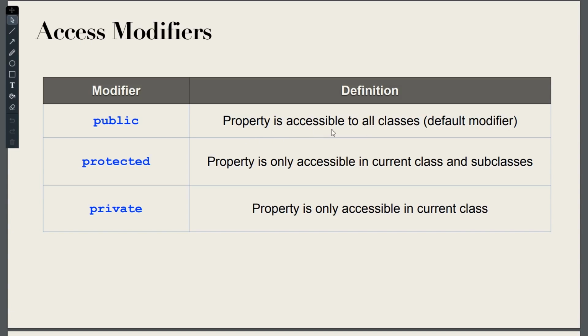Then second is protected. The property is only accessible in the current class and its subclasses. This means if we have one parent class and two child classes, then it will be accessible to the child classes' properties, but not accessible to another unrelated class. And third is private. A private property is accessible only in the current class. If we define a property as private, it will not be accessible to another class, a child class, or any other class. It will be accessible only within the class itself.